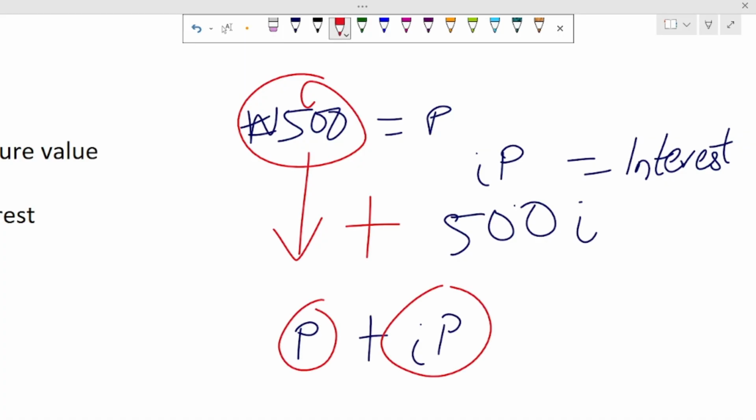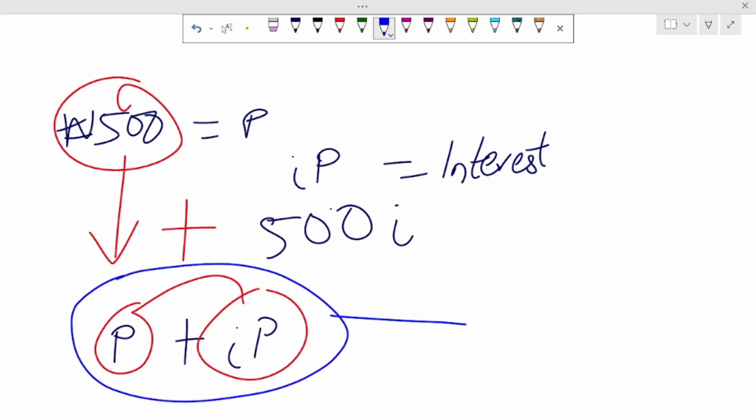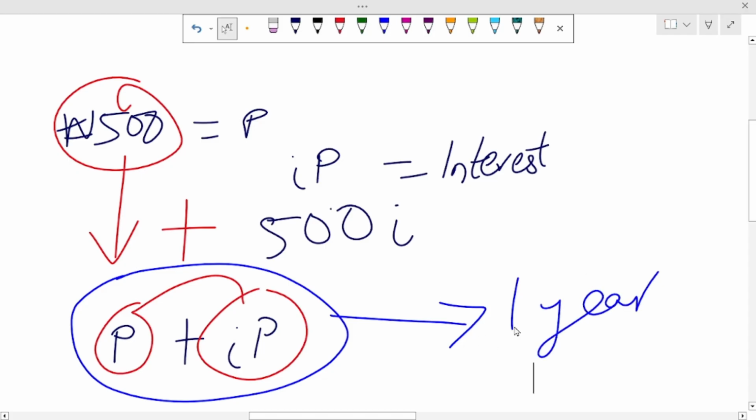Okay, the money you put in plus your what? Interest. You're expected to get this one back. Is that clear? Now, it means what? It means this thing is what you will get in 1 year. Is that clear? This is what you will get in 1 year.